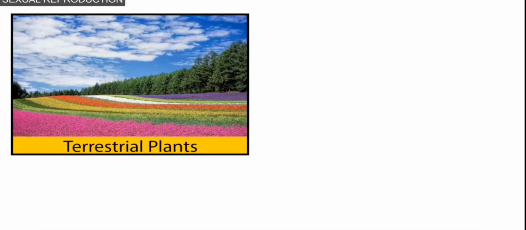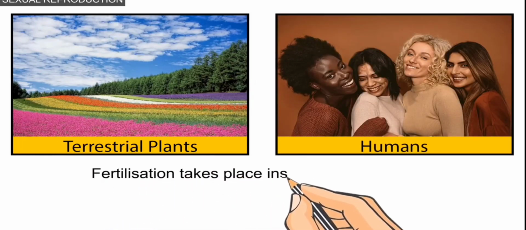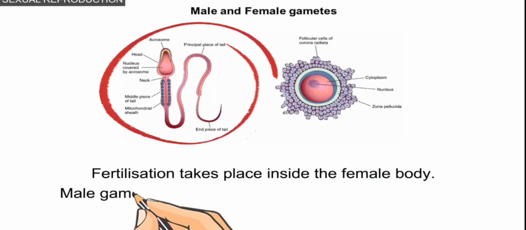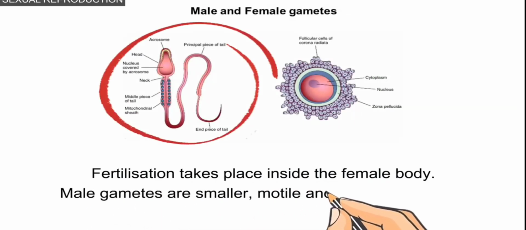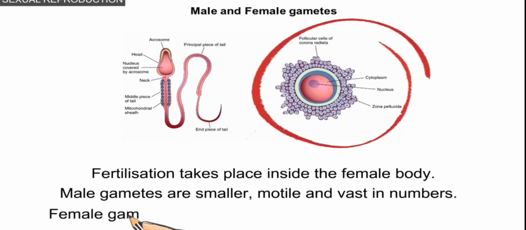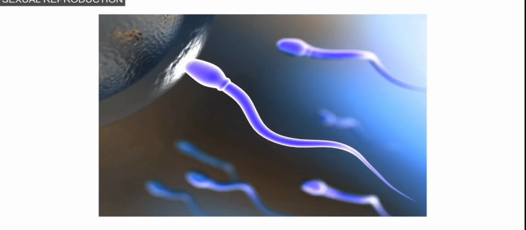However, terrestrial plants or we humans carry out this process inside the female body. Usually, the male gametes are smaller, motile, and in vast numbers, and the female gametes are larger, non-motile, and lesser in number in such scenarios. Finally, these gametes fuse to form a zygote.